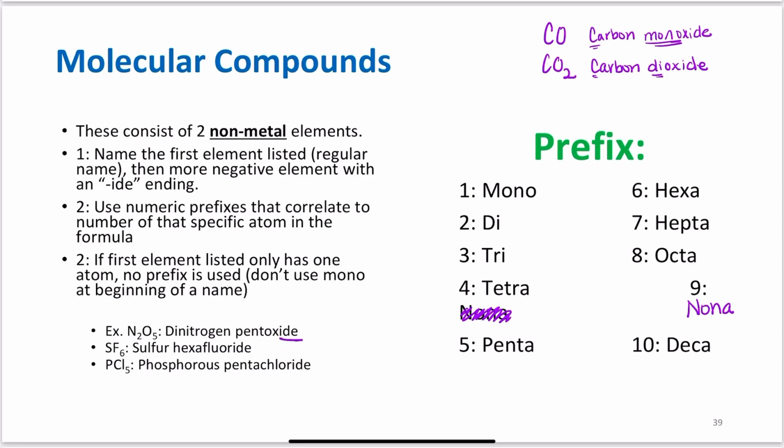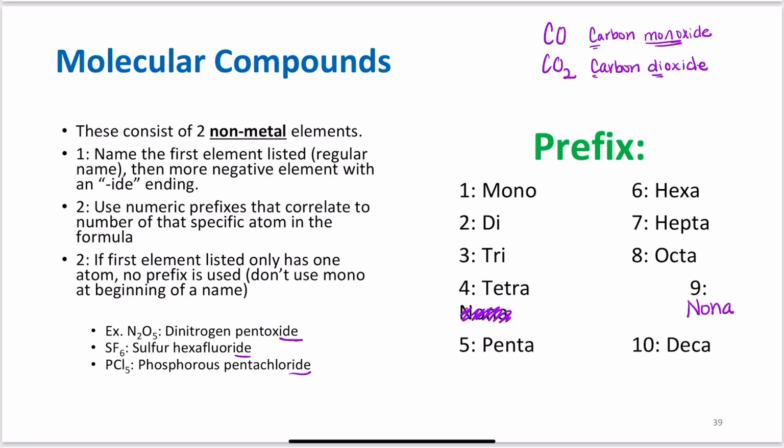Notice again, I am ending the names in "ide." And yes, it would be incorrect, and it would get marked wrong to put a mono in front of the phosphorus or a mono in front of that sulfur. We do not emphasize 1 if it is the first element listed, and it would be marked incorrect.